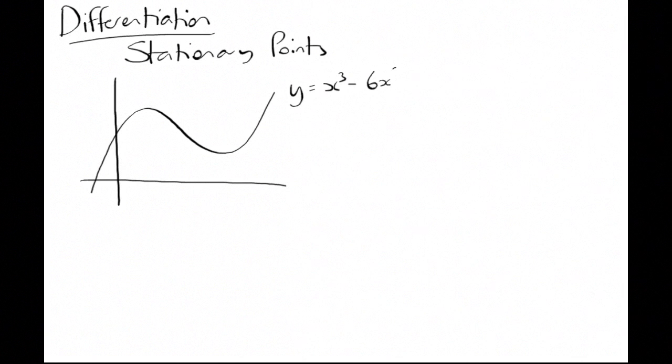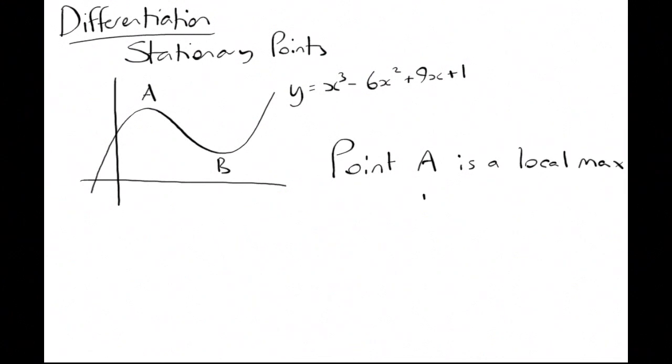Differentiation. Stationary points. Given a curve, y equals x cubed minus 6x squared plus 9x plus 1. I'm going to label this point as A, this point as B. Point A is called a local maximum. Point B is called a local minimum.